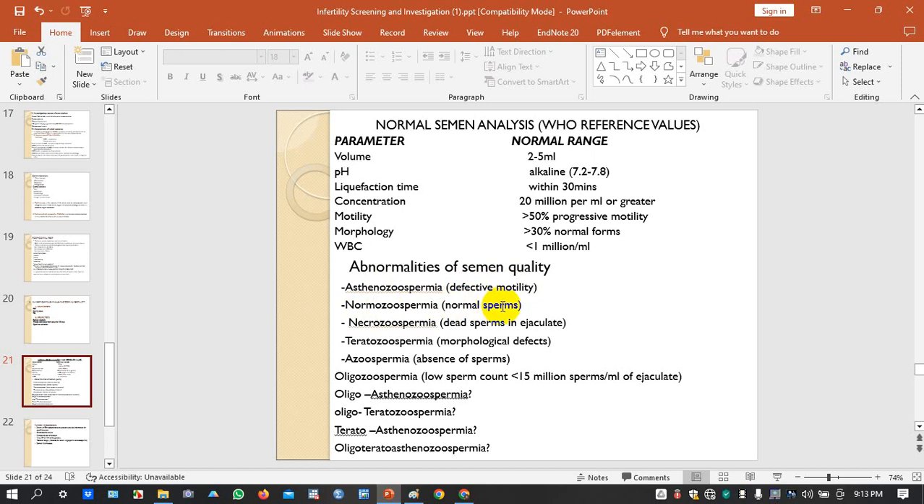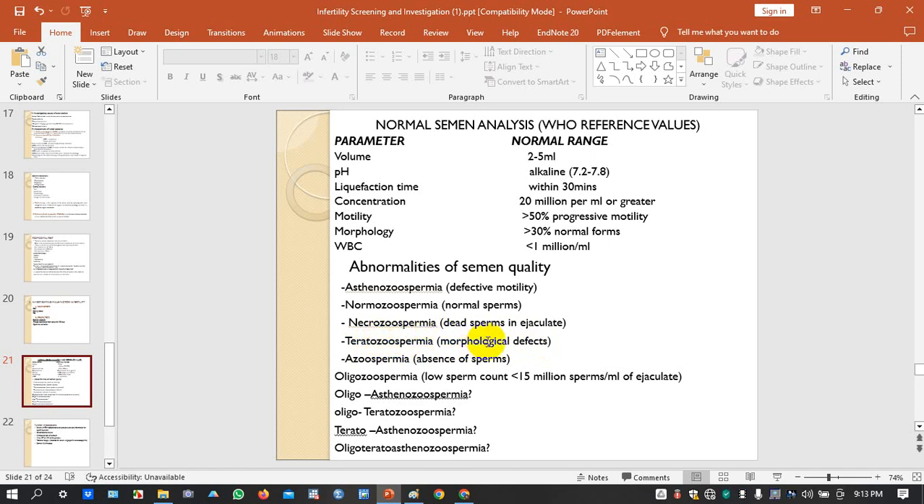Normozoospermia means normal sperm count. Necrozoospermia means that all your sperm cells in the ejaculate are dead. Teratozoospermia means morphological defects. Most of your sperms do not have a head, most of them do not have a tail, so they are teratozoospermia. Terato means teratogenic substance.